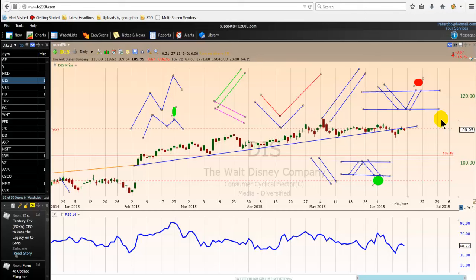How to trade the RSI divergence like a pro. How to trade the relative strength index indicator divergence like a pro.